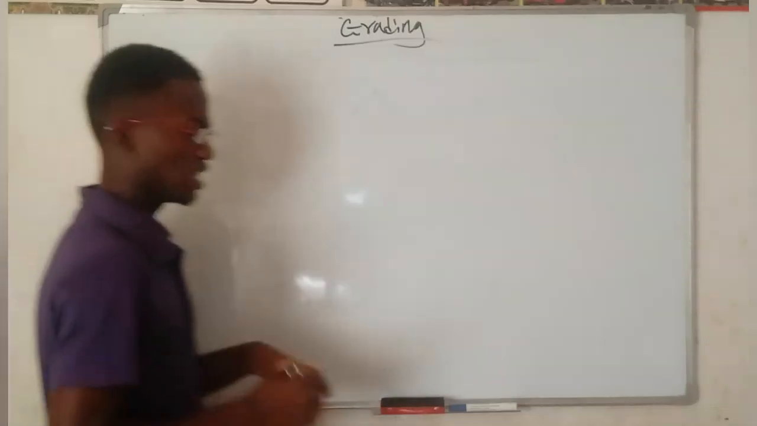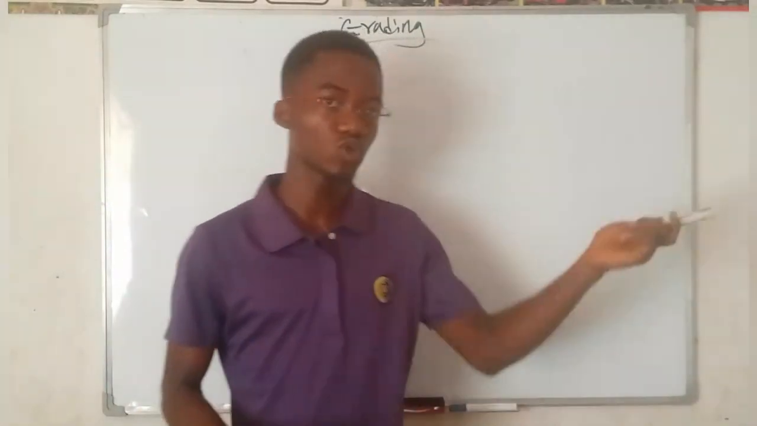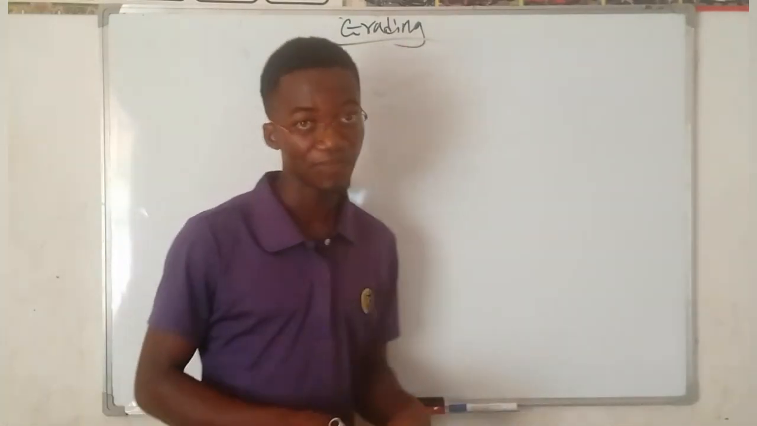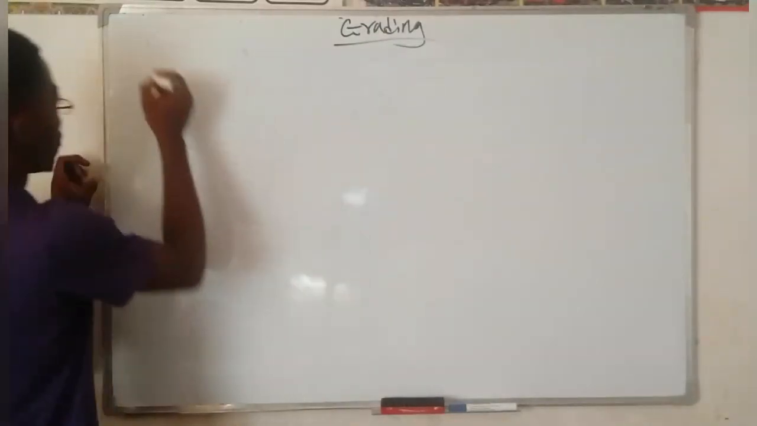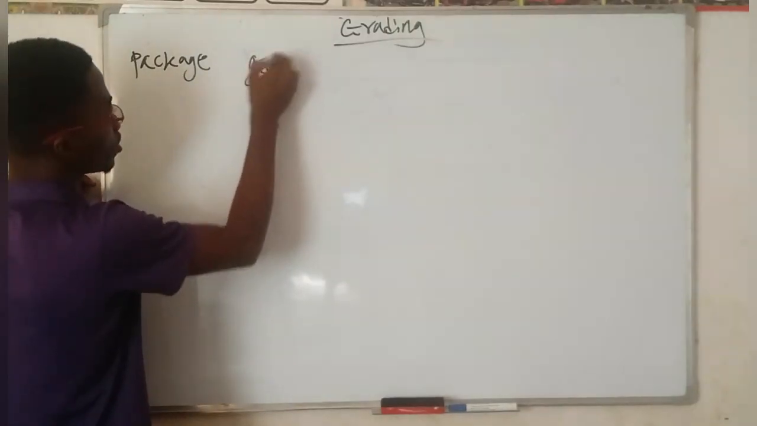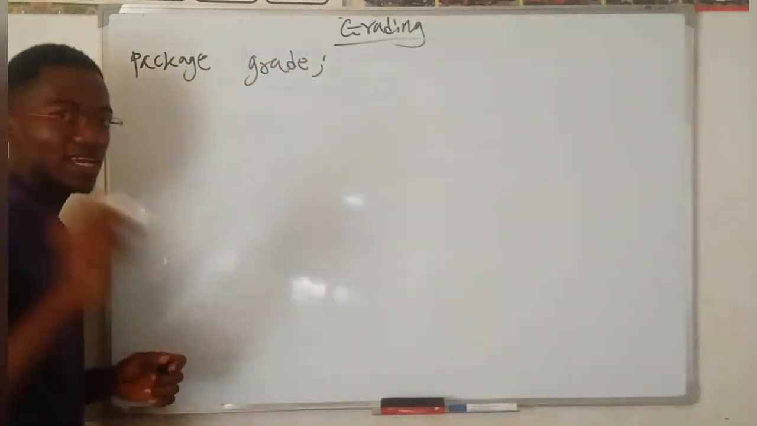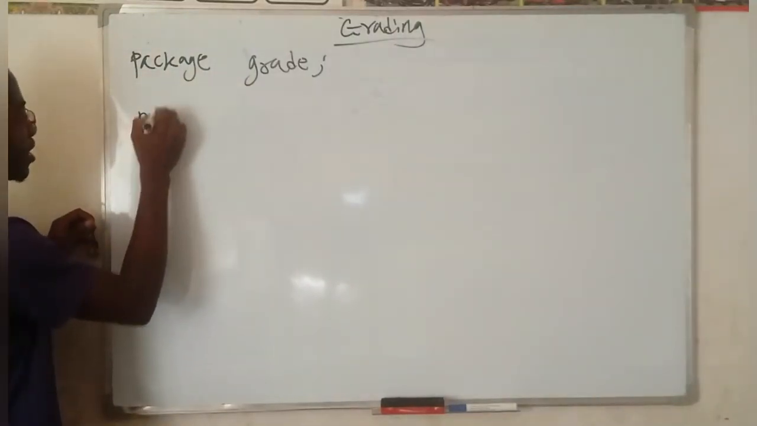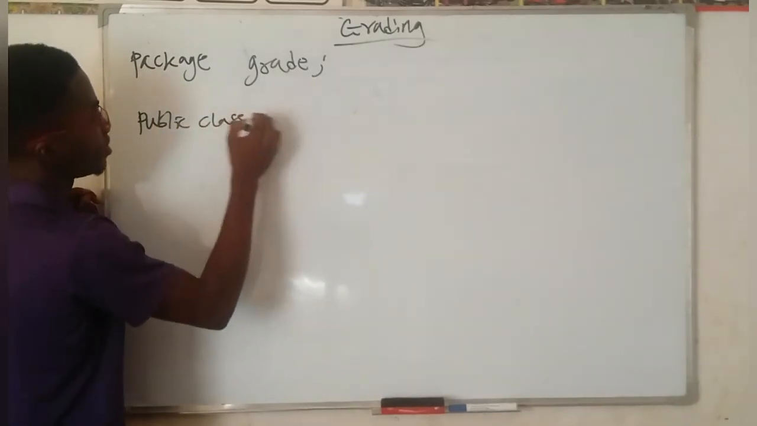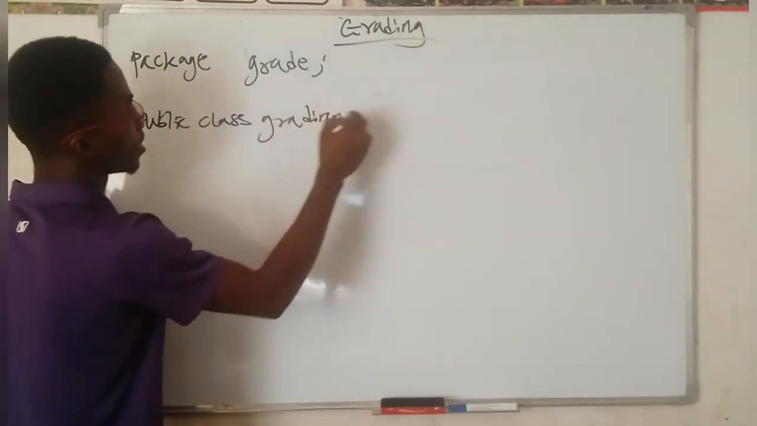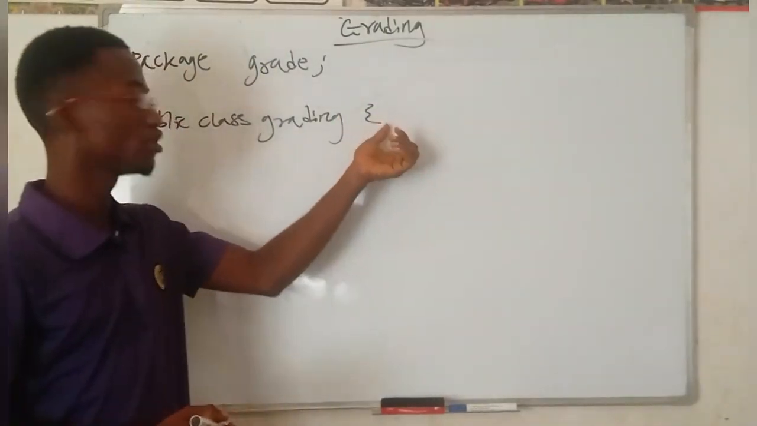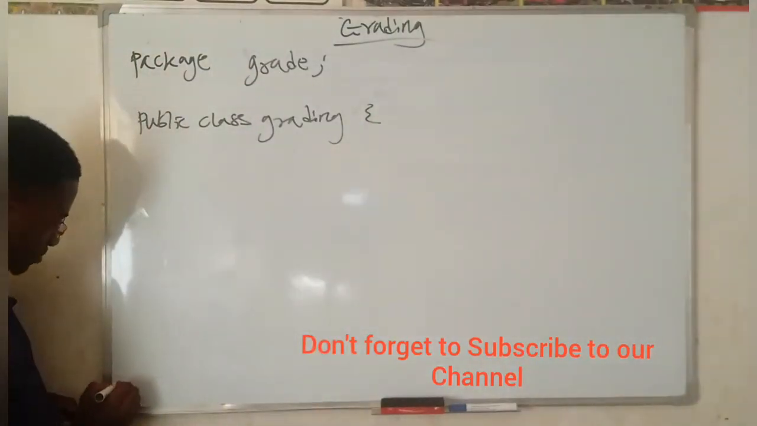First, if you are using an IDE like Eclipse, which we talked about in our previous tutorial, after you have launched Eclipse, by now you might have a package name. Let's say my package name here is grade. Then you might have a public class. You can name your class. My public class is going to be grading. Then my public class opens here with the curly brace, and I'm going to close it here.